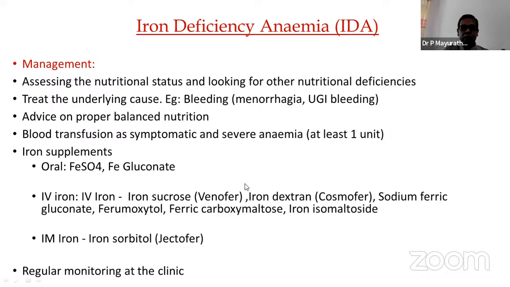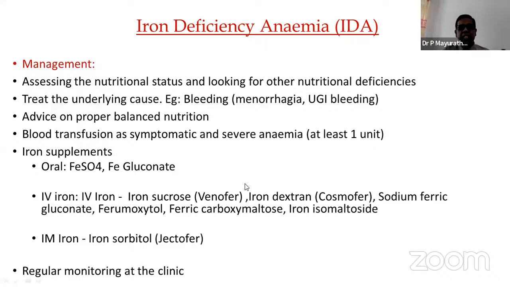You have to transfuse blood, and 1 unit of blood transfusion will increase the hemoglobin by 1 gram. So in this patient, at least we may have to give 1 unit to get the hemoglobin more than 7. And start iron supplements. We have oral iron, IV iron, IM iron. So depending on the facilities available in your hospital, you can choose whatever the appropriate therapy.